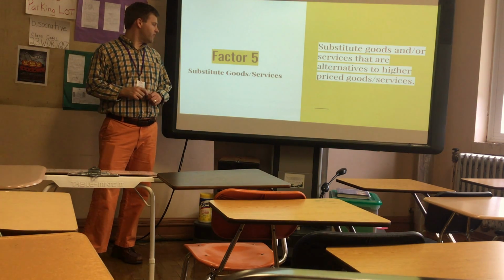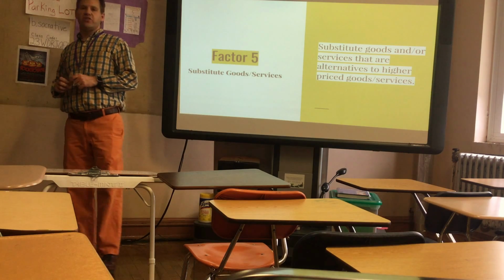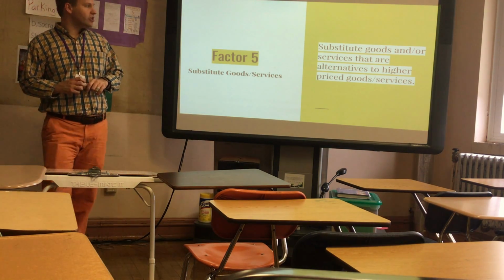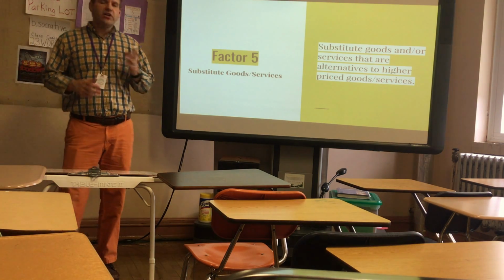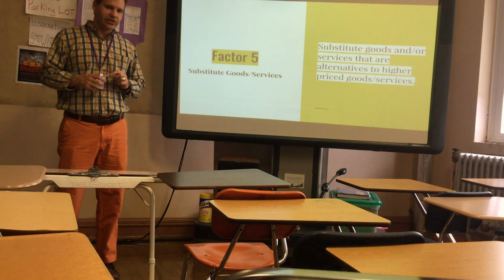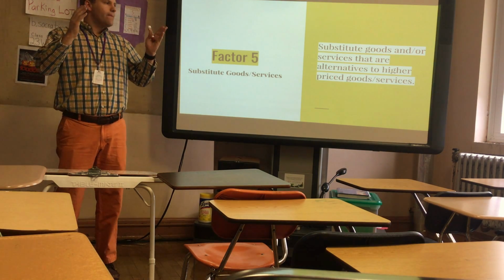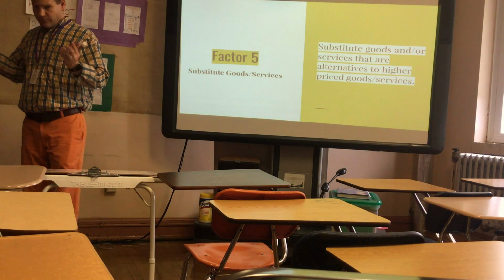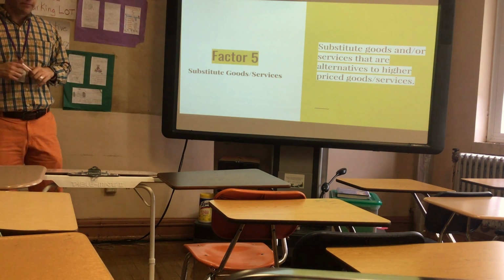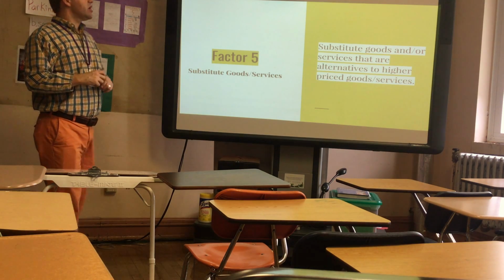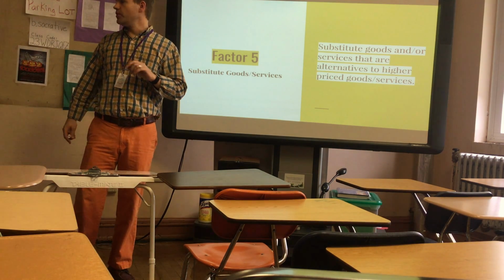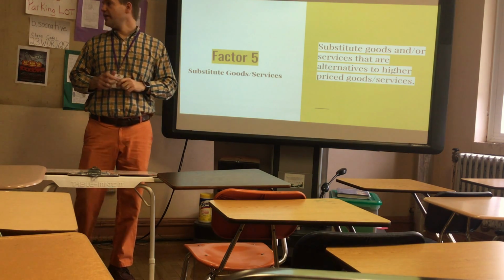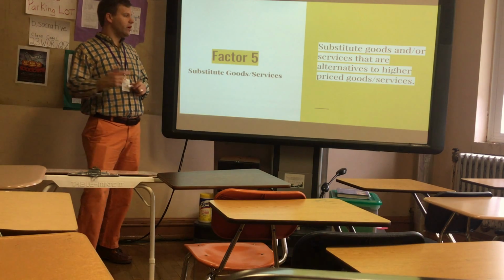Let's go to factor 5, substitute goods and services. We've already talked about this with the substitution effect, but there's alternatives to high-priced goods. All right, if the price for cow's milk goes up, rises to $5, we can expect that the average consumer will find an alternative source of dairy. They'll go to almond or soy milk.